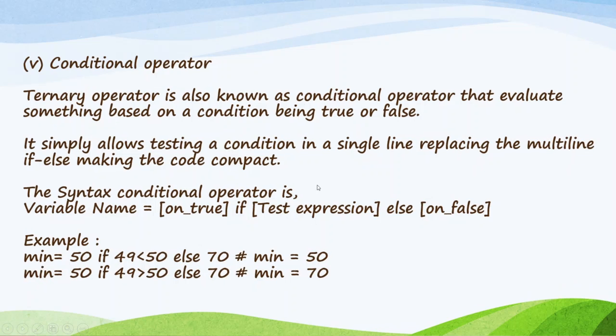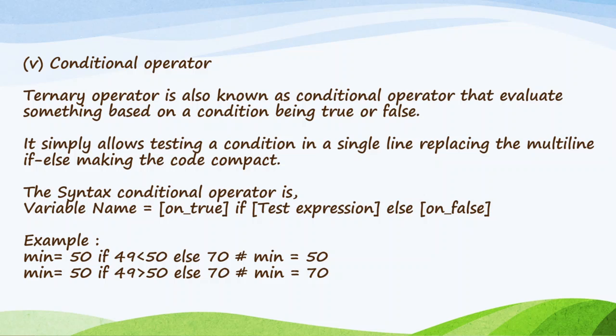Conditional operators. Conditional operator is also known as ternary operator, that evaluates something based on a condition being true or false. So if you want to evaluate two or more functions, you can use the help of the conditional operator. It simply allows testing a condition in a single line, replacing the multi-line if else, making the code compact. So it is a replacement for if else. Instead of the if else statement, you can use the conditional operator.